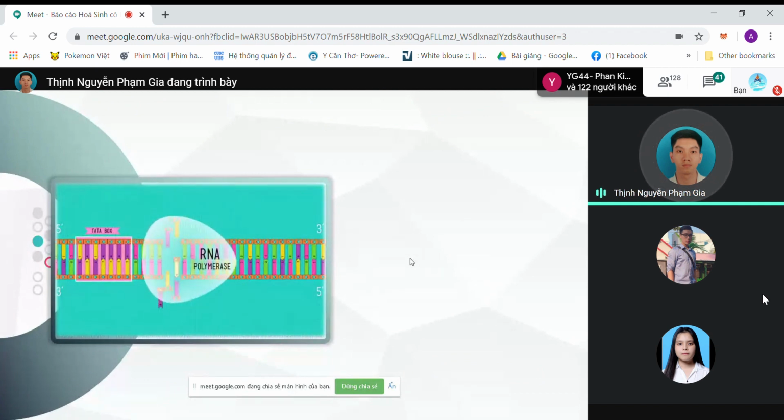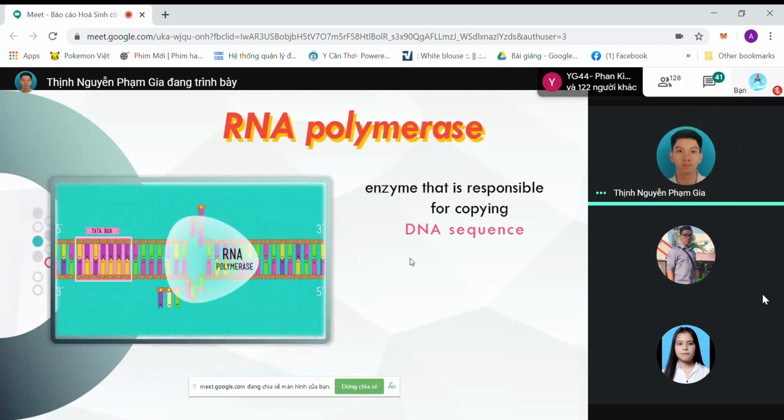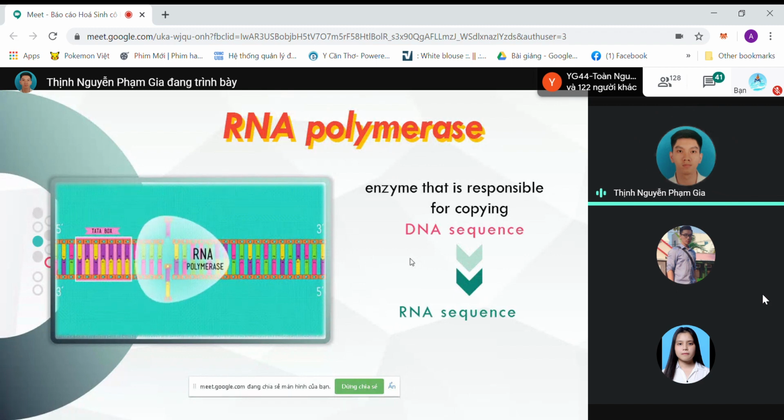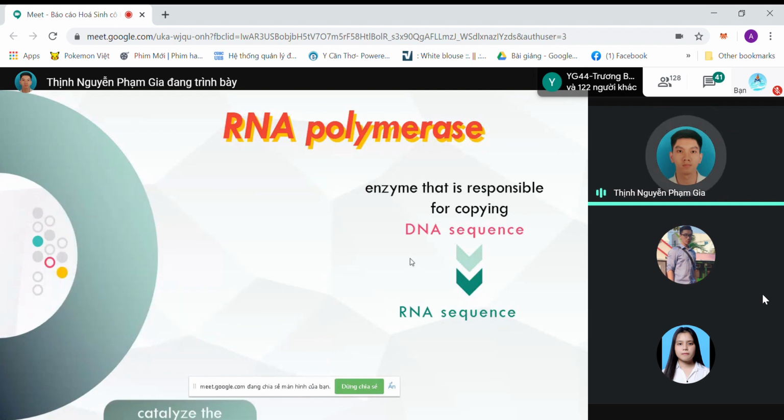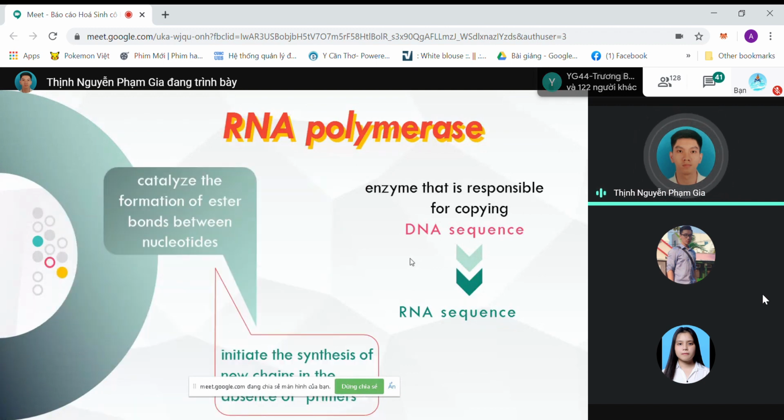Next is RNA polymerase. It is the enzyme that is responsible for copying DNA sequence into RNA sequence. Like DNA polymerase, RNA polymerase catalyzes the formation of ester bonds between nucleotides that pair with the complementary nucleotides on the DNA template. But unlike DNA polymerase, RNA polymerase can initiate the synthesis of new chains in the absence of a primer.